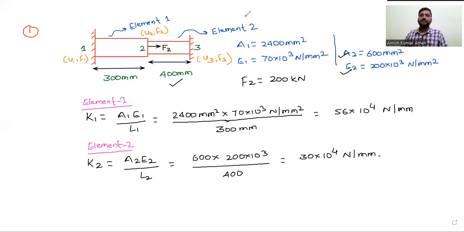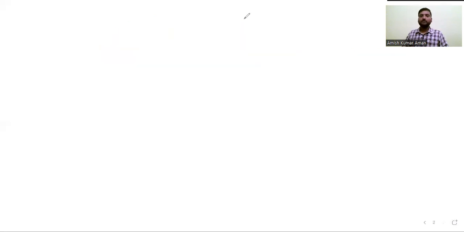Now we have calculated K1 and K2. As we have calculated K1 and K2, our problem is almost solved. Why? Because we know these values. Now we only need to find the global stiffness matrix, right? So let me write the global stiffness matrix now. What will be the K matrix? We have already derived that K matrix.